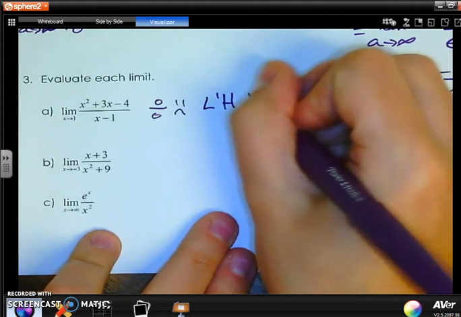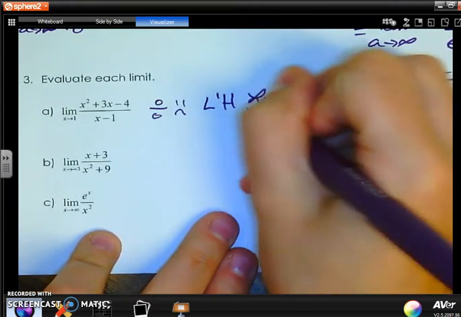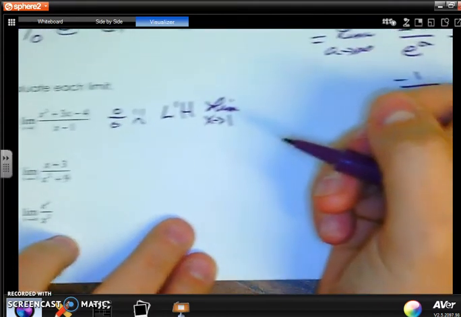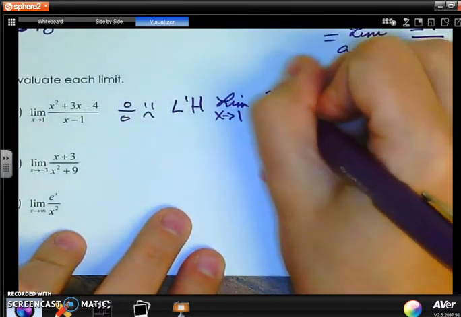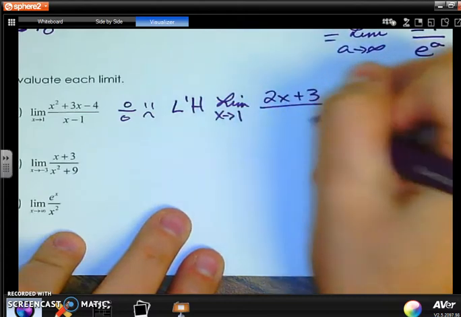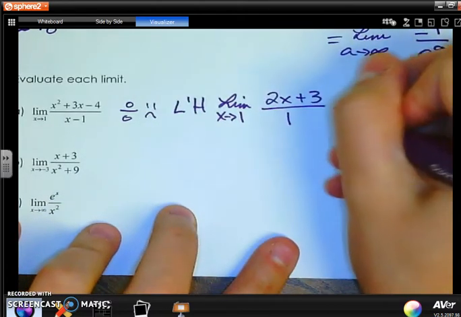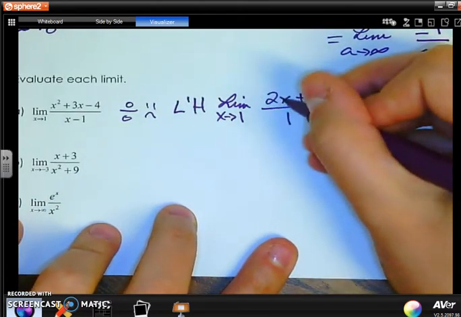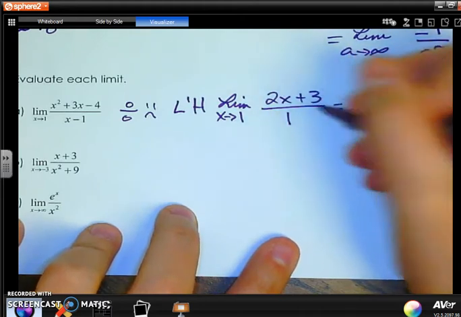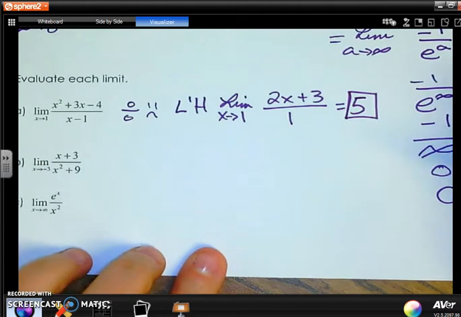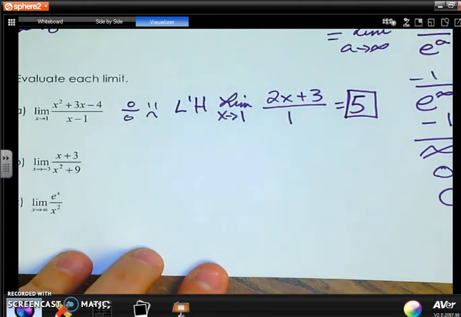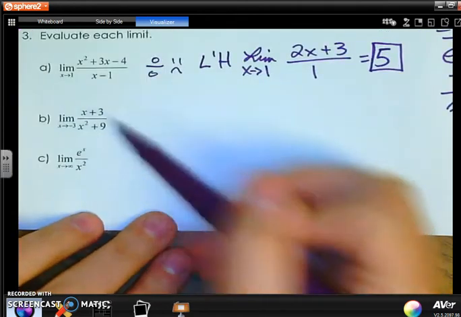And L'Hopital says that the limit as x approaches 1, I can take the derivative of the numerator. So the derivative up there is going to be 2x plus 3 over 1. And now when you plug in 1 to that, 2 plus 3 is 5 over 1 is 5. You just get an answer of 5 there. So that's perfect.